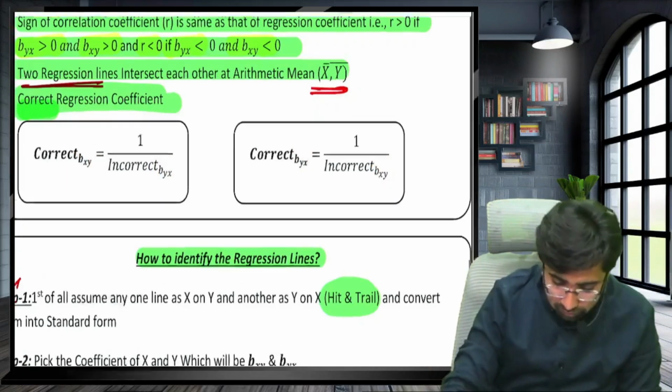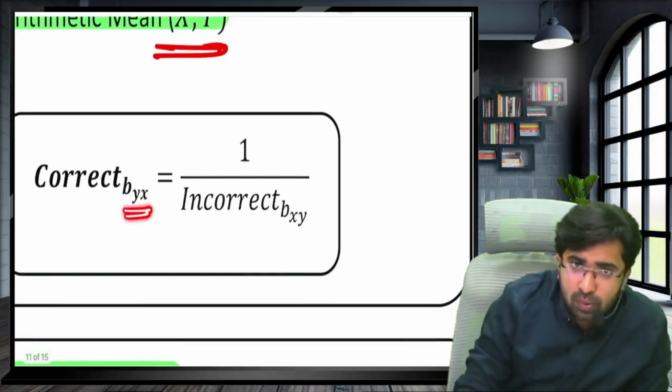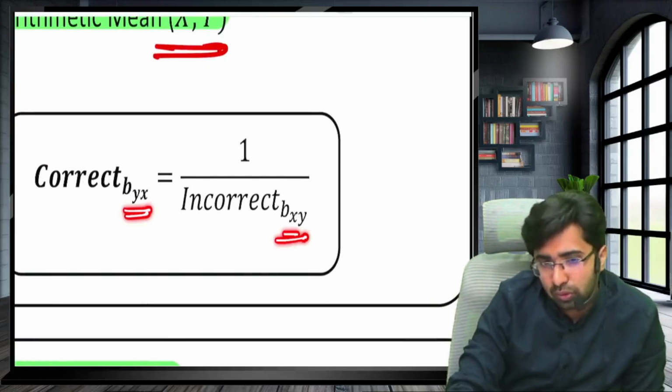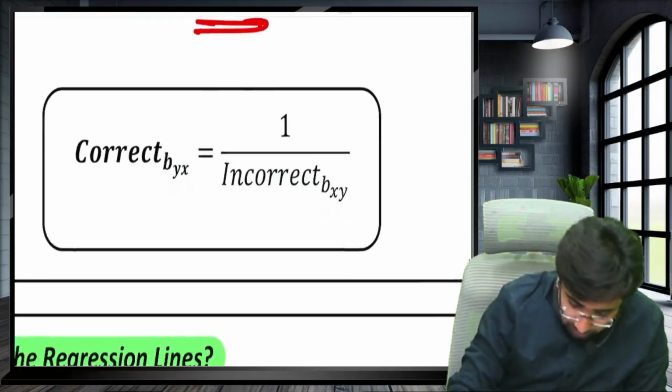Yes, we will go with the example. See, this you want to correct by on x. So take the reciprocal of the incorrect x on y, incorrect bx on y. Okay.